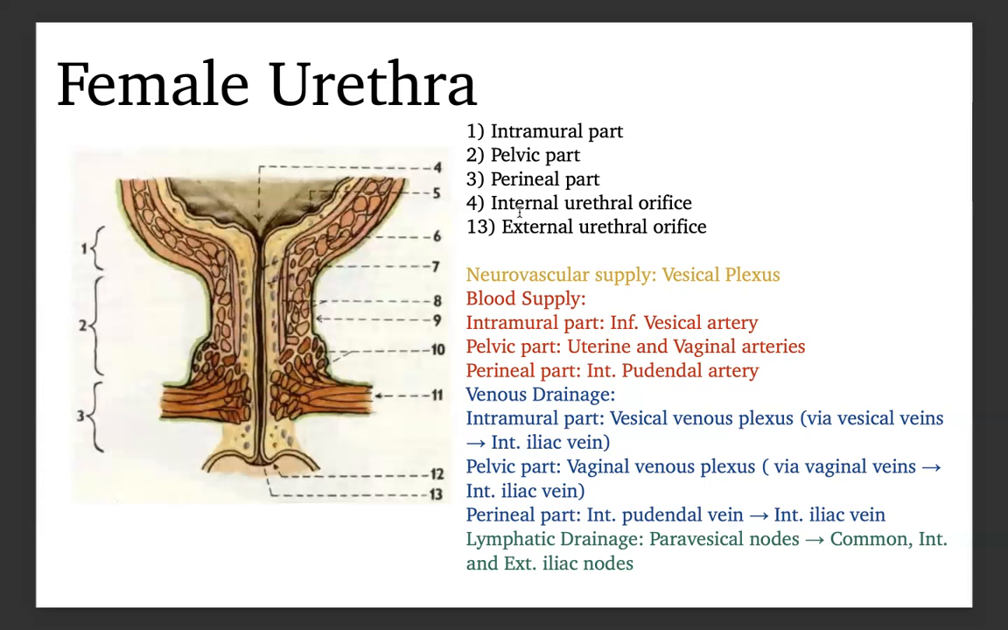Same way, you have the venous drainage. The intramural part is drained by the vesical venous plexus, which goes via the vesical veins to the internal iliac vein. Then you have the pelvic part, which is drained by the vaginal venous plexus via the vaginal veins into the internal iliac vein again. And then you have the perineal part, which is drained by the internal pudendal vein back into the internal iliac vein. Then finally, you have the lymphatic drainage, which is through the paravesical nodes into the common, internal and external iliac nodes.